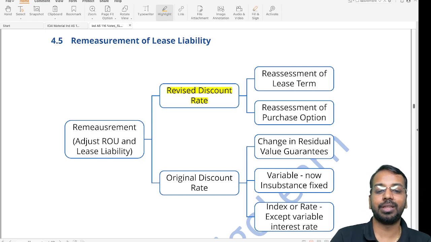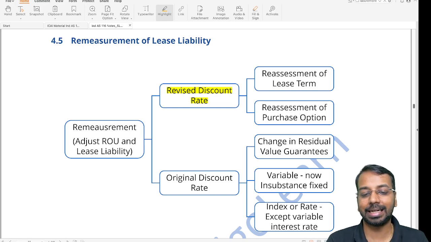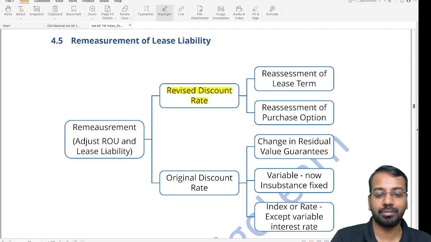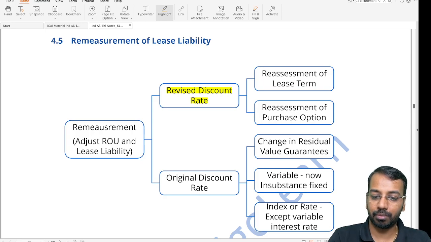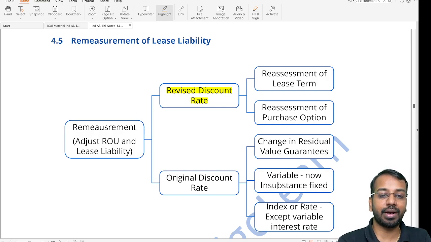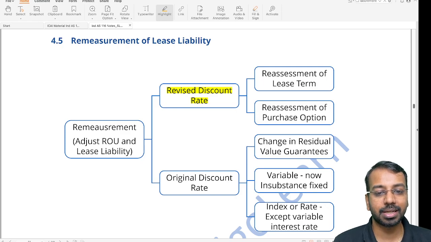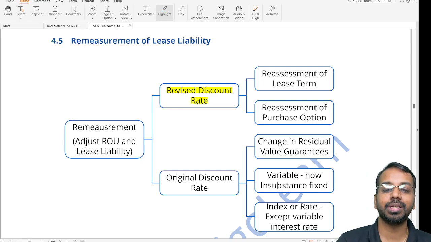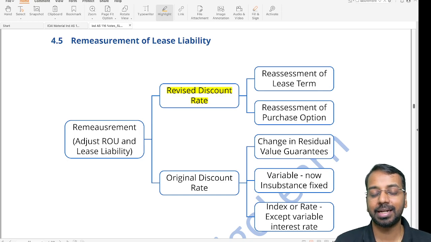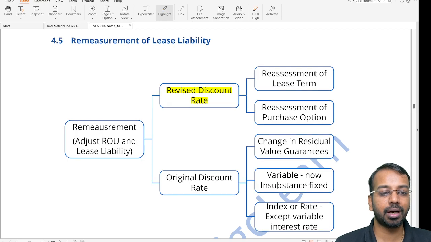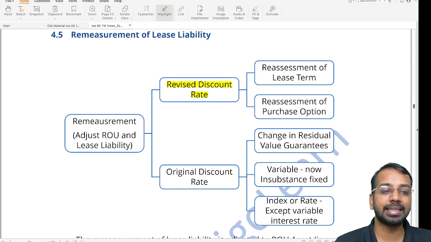In other cases, when there is a change in the residual value guarantee, or variable payments now being fixed, or the index or rate changes, in that case you will use the original discount rate. Here in this particular question, we have used the revised discount rate because the lease term was reassessed. So that concludes the lease liability part.